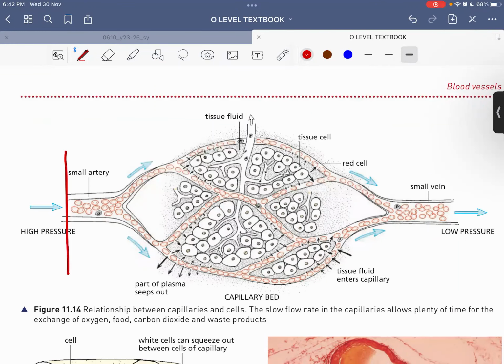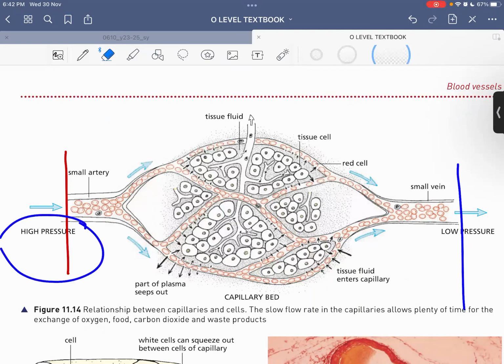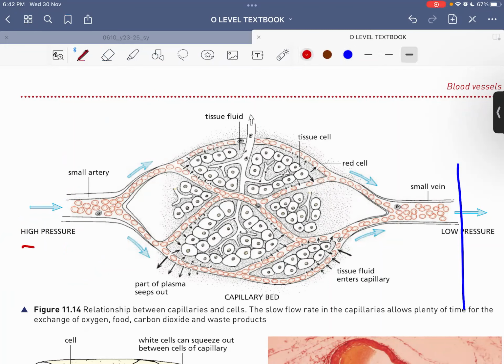capillary end. This is the venular end, and you can see what is written here, high pressure. Okay, high pressure, and over here low pressure. Okay. Now, if the pressure is high, what will happen? We know this is a capillary, this is the capillary bed.